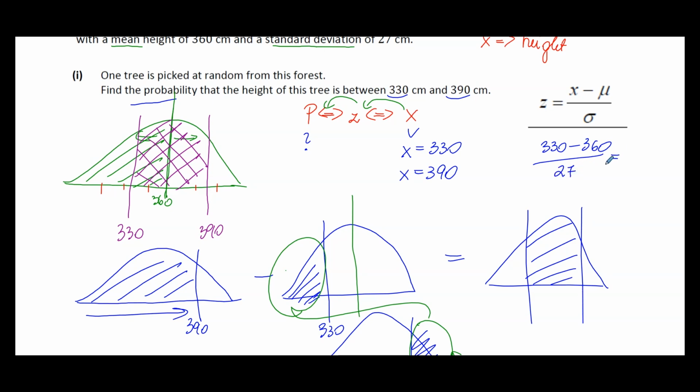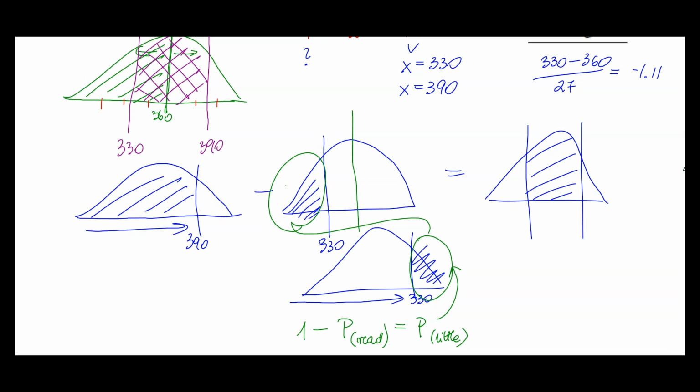And we put that in the calculator, we press equal, and what do we get? We get minus 1.11. Why do we get the minus? Because that's where it is. Anything on this side of the mean will give me a negative z-score. But that's okay, because like we said, the graph is symmetrical. Now in our table, I'm going to be looking for the positive 1.1.